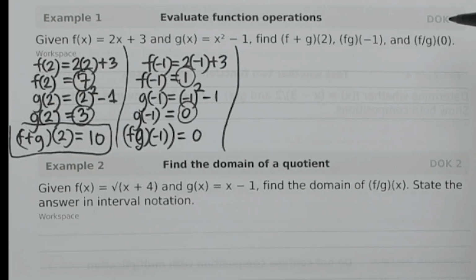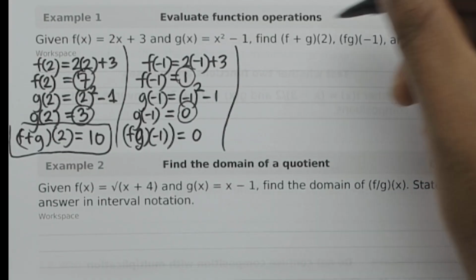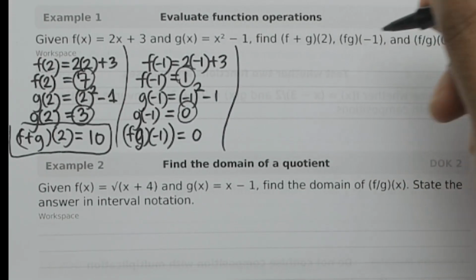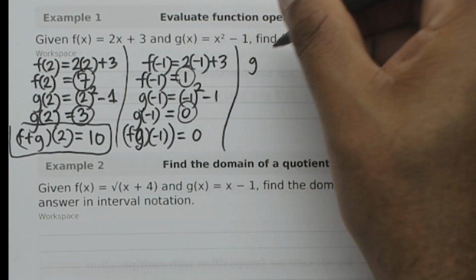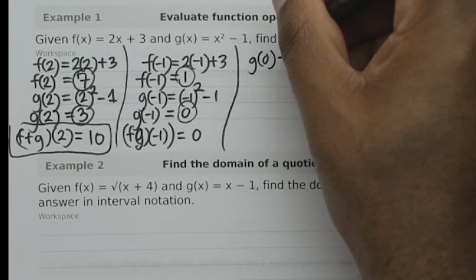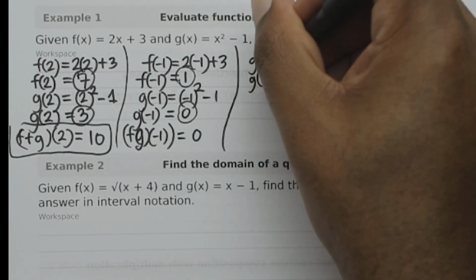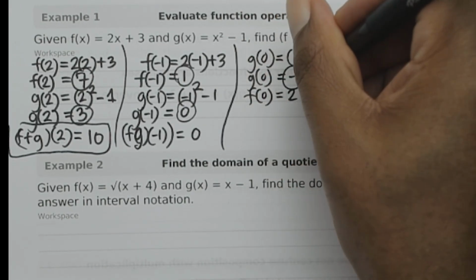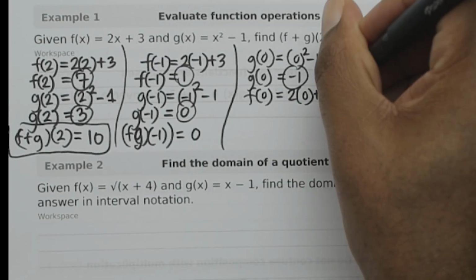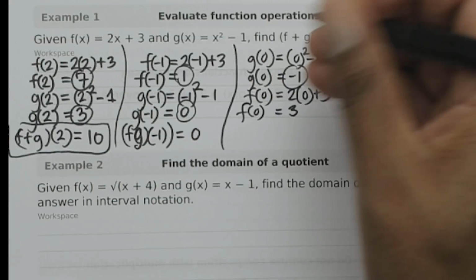Then the third part. So that's part 1, part 2, part 3. Here we have the quotient of the two. Notice it didn't matter the order in this case, as long as I'm evaluating. We'll do g first. g of 0 equals 0 squared minus 1, which is -1. So g of 0 is -1. And then let's do f of 0, which is 2 times 0 plus 3, which is 3. So f of 0 is 3. And then we're dividing those.